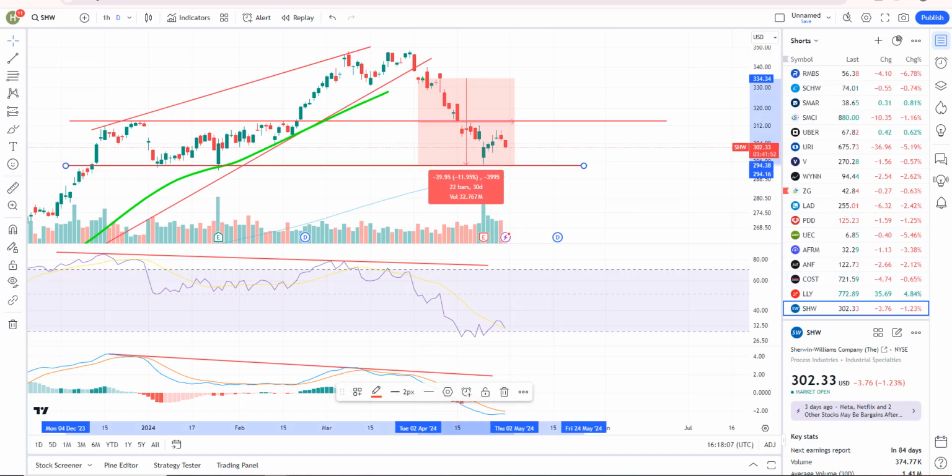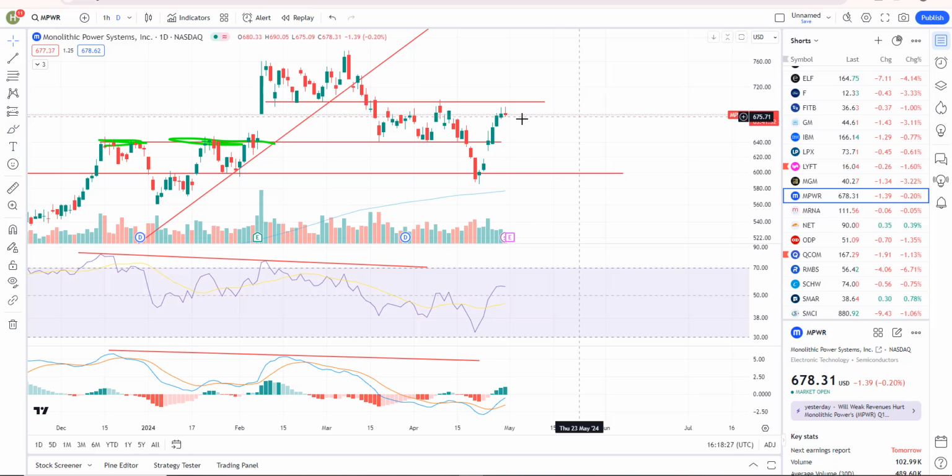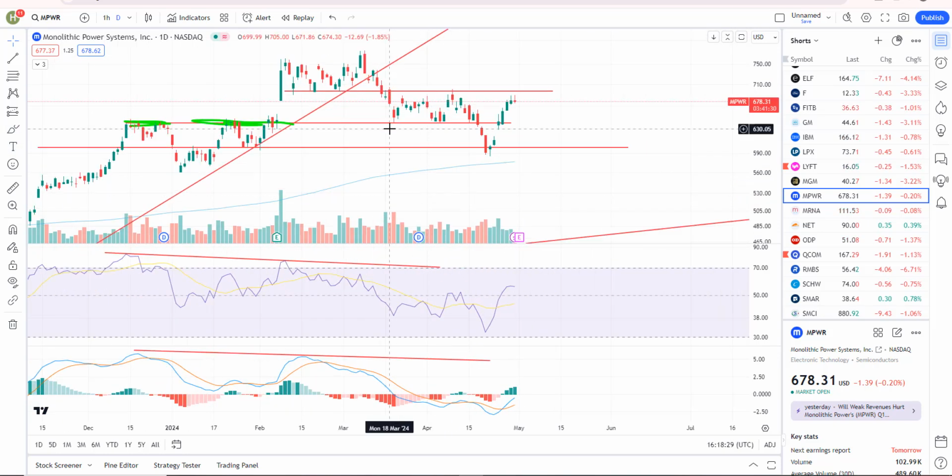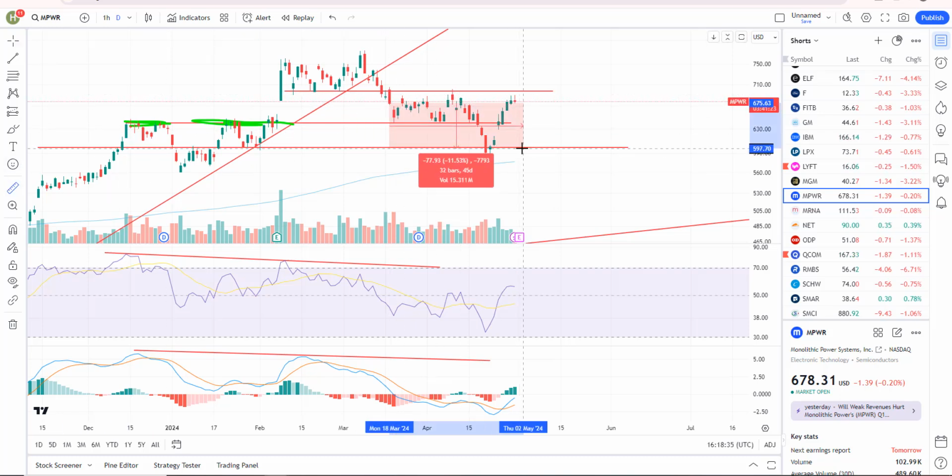We caught that. MPWR, there's another one. I don't remember exactly where I shorted this one, possibly right here on this sell signal, and down to that support's where I covered. It's another 12% gain. We caught that one.